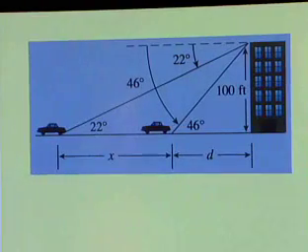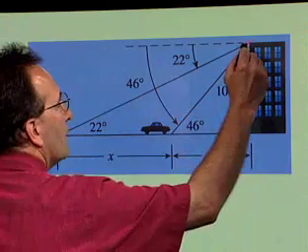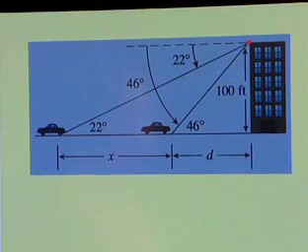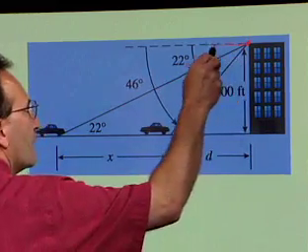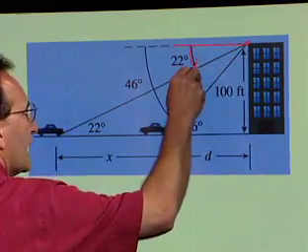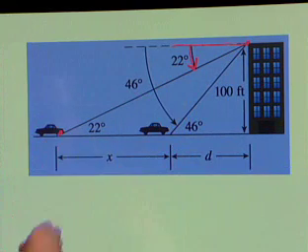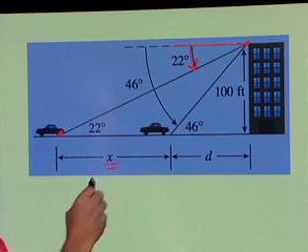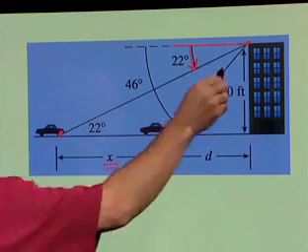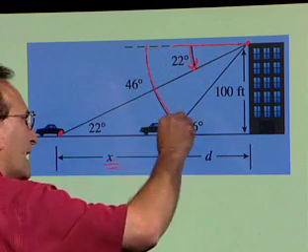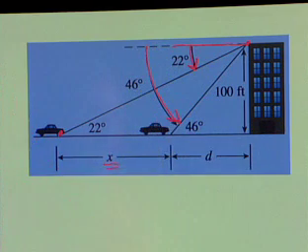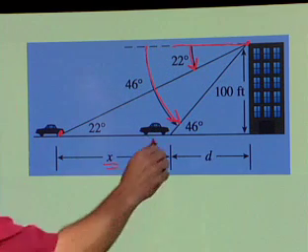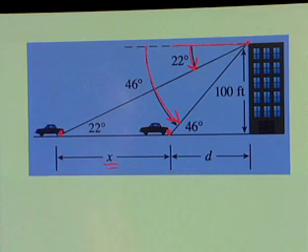Here we have the man who you can't really see, but he's up at the top of the hall. And the car is moving towards the building. So initially, he has to look down at an angle of 22 degrees to sight the car. The car moves forward a distance of x, and then he needs to look down at an angle of 46 degrees in order to see the car.